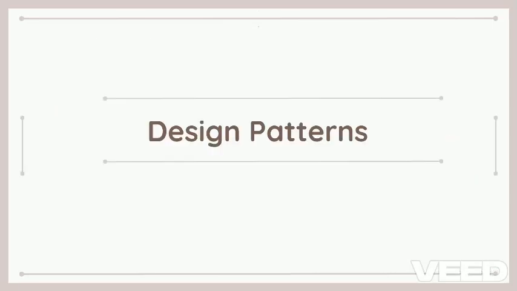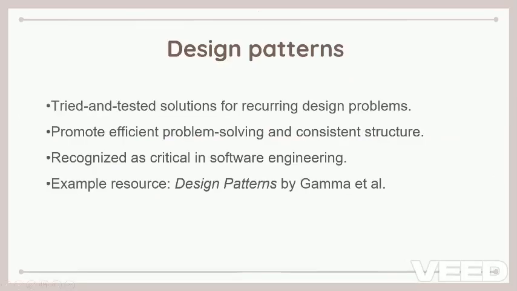Design patterns are basically tried and tested solutions to recurring problems in software design. They provide developers with a way to solve problems efficiently and ensure code follows a consistent structure. These patterns have been documented in resources like the famous book Design Patterns by Gamma and are widely recognized as a critical part of good software engineering.